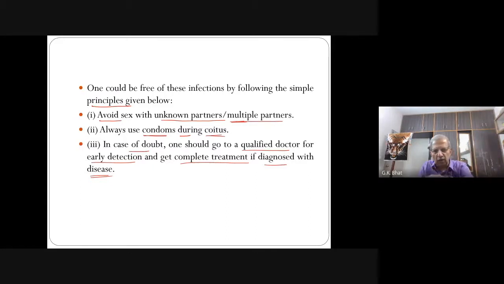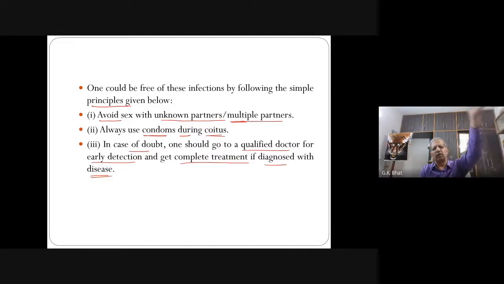Even if I don't go to a doctor, do you think the problem gets solved within 15 days or 1 month? No, never. It requires months together, years together. Can you keep all these secrets from your parents? Who is going to finance you? Who will bear the expenditure pertaining to this? None. So, one should go to a qualified doctor.